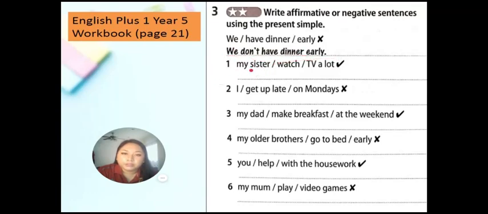So number 1, we need to write affirmative. How do we write? Look at my sister. How many person is my sister? It's 1. So what do we do with the verb? We add es. So here, number 1, I gave you the sentence. My sister watches TV a lot. Okay, watch. We add es like our table before. Okay, and then you continue until number 6.